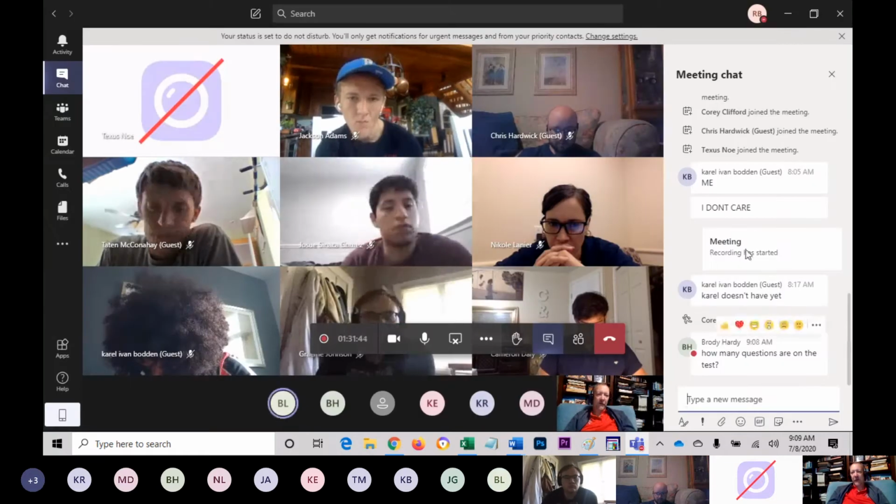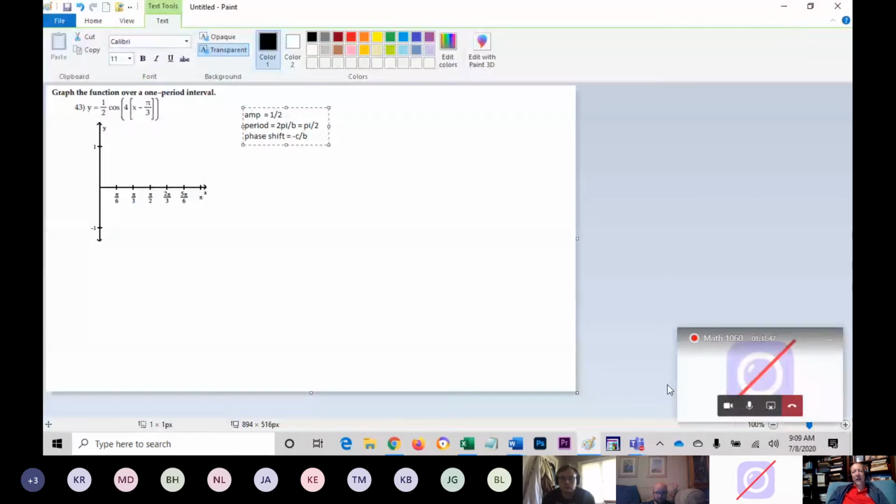How many questions are on the test? I don't know. I haven't made it yet. I would guess at least 15 to 20 questions. The problem is some of them are super easy, like converting. Yeah. There'll be some easy ones and some hard ones. Stuff like this graph is going to take a little bit of time. But other stuff you should just know instantly.